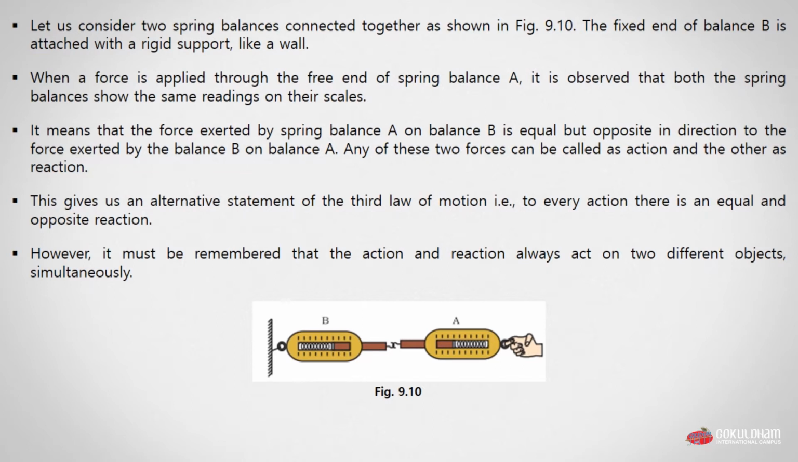It means that the force that is exerted by spring A on spring B will be equal but in the opposite direction to the force that is exerted by balance B on balance A. Either of these two forces can be called the action and the other the reaction. This gives us an alternative statement of the third law of motion, that is, to every action there is an equal and opposite reaction. However, it must be remembered that the action and reaction always act on two different objects simultaneously.